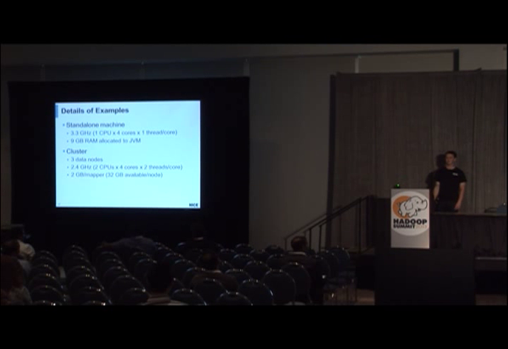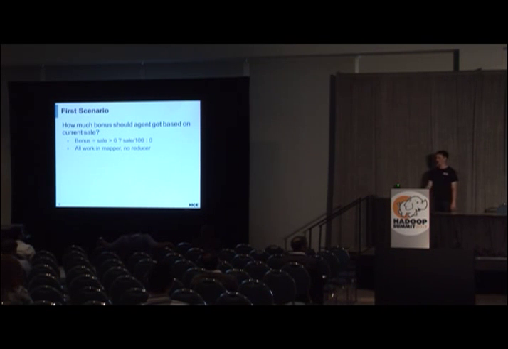A little more details. These are the machines that have been running the examples. The standalone machine is running just the engine, and I feed the data into it. It's a 3.3 gigahertz with 4 cores, 9 gigabytes of RAM allocated to the JVM. Our cluster consists of 3 data nodes, 2.4 gigahertz with 16 threads, 8 cores available to it, and 2 gigabytes per mapper with a total of 32 gigs available per node. We're never going to be blowing memory on this one.